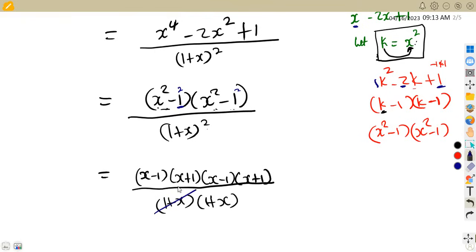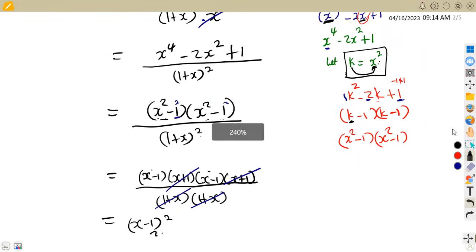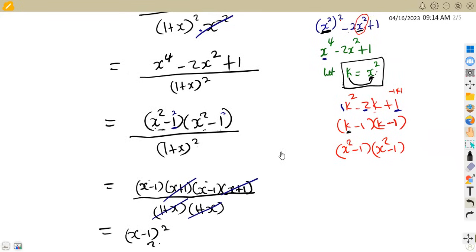So 1 plus x can cancel with 1 plus x. X plus 1 is the same as 1 plus x, so these two can cancel. We are going to remain with x minus 1 times x minus 1, which is the same as x minus 1 squared, or x minus 1 into x minus 1. All right, so this is what we're supposed to obtain from the simplification.